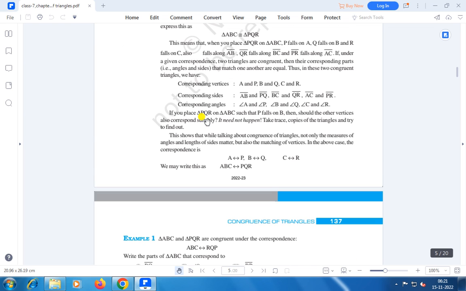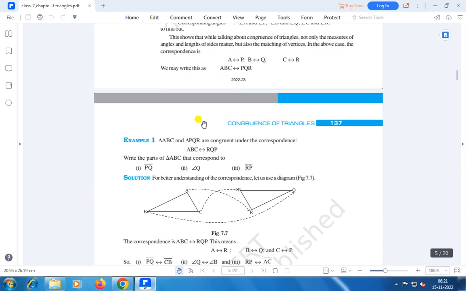In the next video we will discuss more about the congruence of triangles.